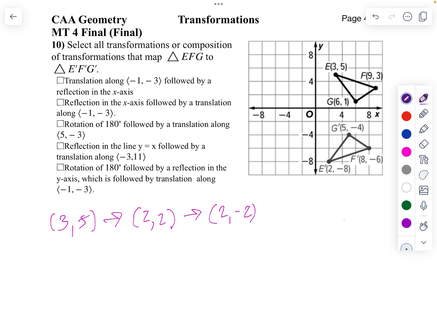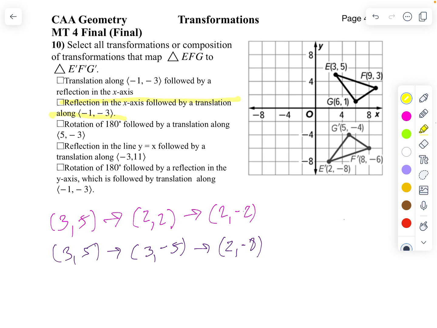I'm going to take 3, 5. I'm just going to do it backwards. First, I'm going to reflect it along the x-axis. So it'll be 3 and -5. And then I'm going to translate it by -1, -3. So 3 minus 1 is 2. And -5 minus 3 is -8. That seems to be the correct answer.